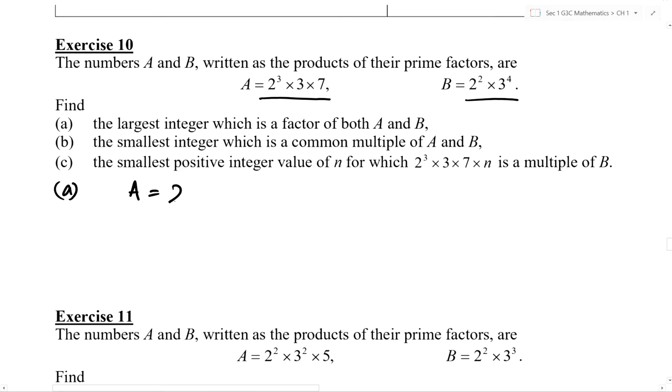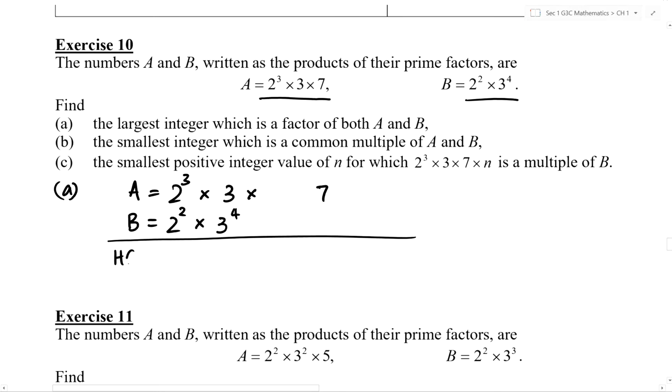Sometimes I like to copy down the questions because it helps me to understand. Then 2 cubed times 3, then the next one I should write is 7. But I prefer to leave a blank space in case the next number has a 5, which in this case we don't have. So it's fine, we just leave a little blank over there. B is 2 power 2 times 3 power 4. And now I want to find the HCF.